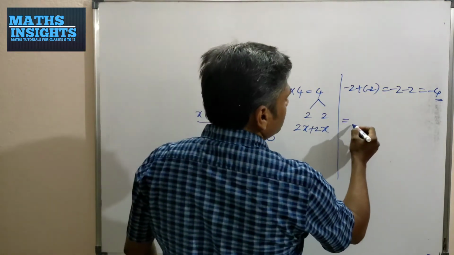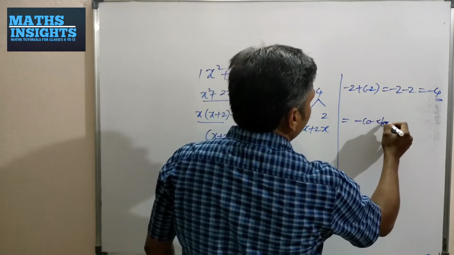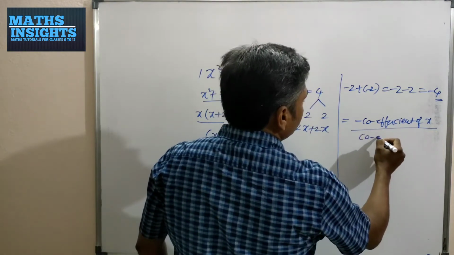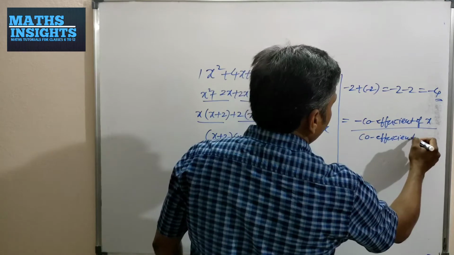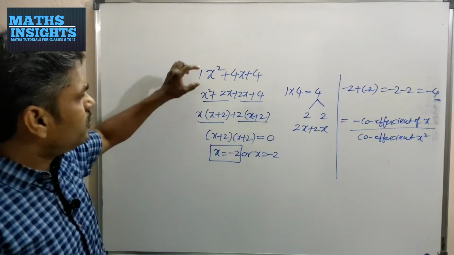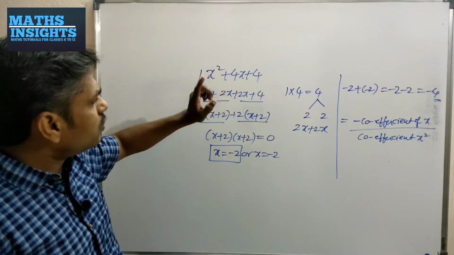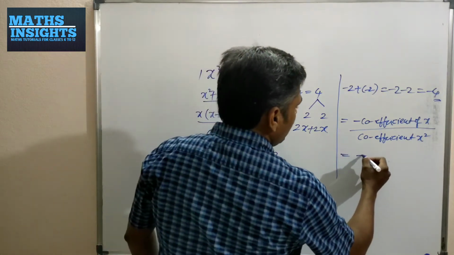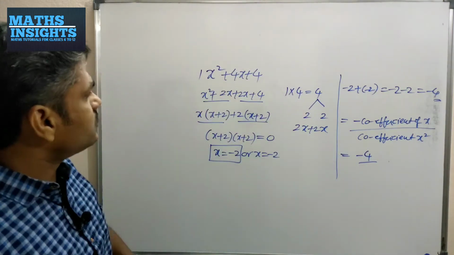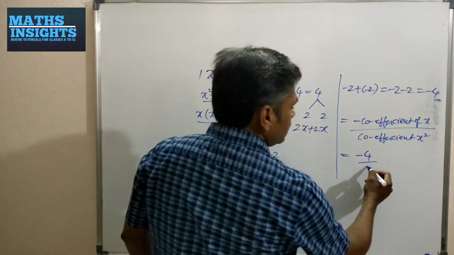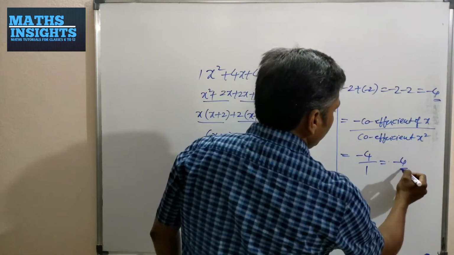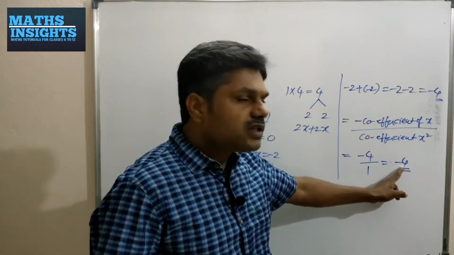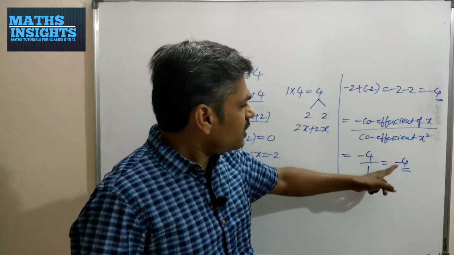Now I will try whether I will get minus 4 by using the coefficients or not. If you see, minus coefficient of x by coefficient of x square. From the polynomial you have to take the coefficient of x. What is the coefficient of x here? 4. So along with minus I have to write 4 by the coefficient of x square. That is 1. So that is equal to minus 4 by 1, which becomes minus 4. The sum of the 2 zeros and the result of this formula are the same.